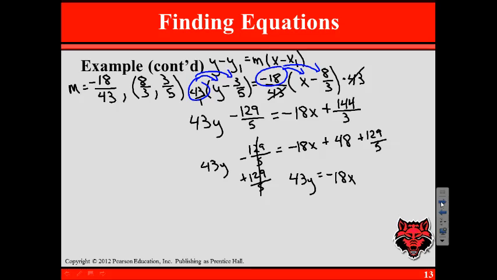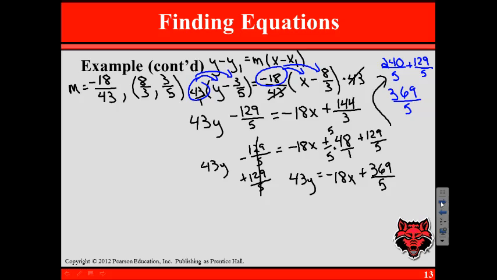Now we have to try to add these whole numbers and fractions together. So we rewrite 48 over 1. To get a common denominator, we multiply 48 over 1 times 5 over 5. So we multiply 5 on top, 5 on bottom, and that gives us, let's just do this off to the side up top. Sometimes we have to do scratch work so that we can plug the nice or somewhat nice numbers back into the problem. So this becomes 240 over 5 plus 129 over 5, which is 369 over 5. So what we have is 43y equals negative 18x plus 369 over 5.